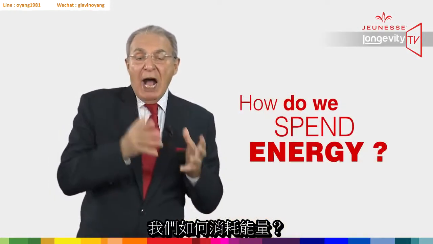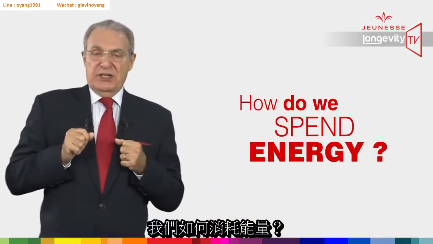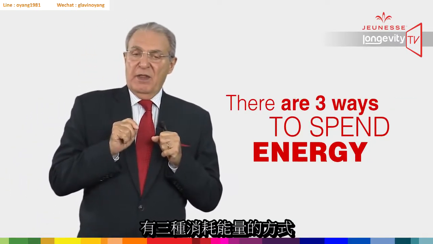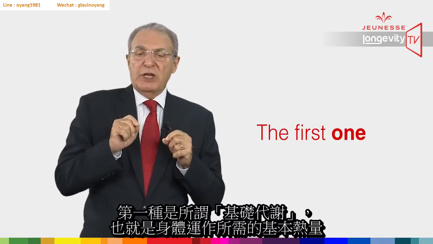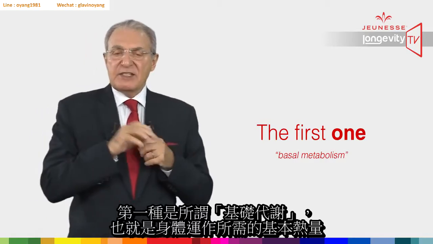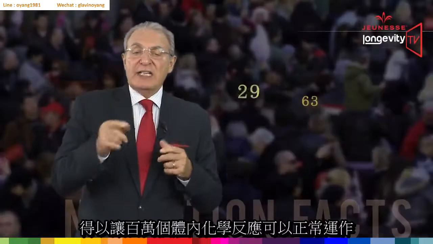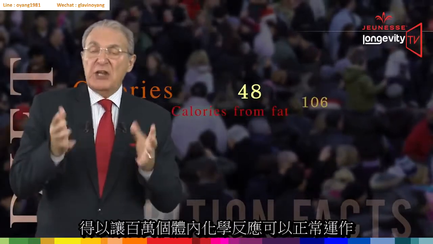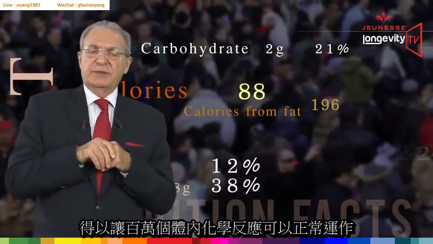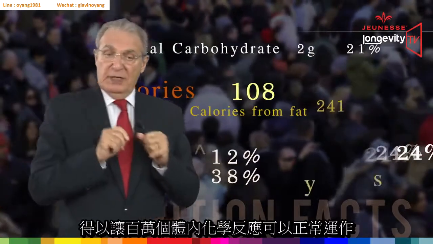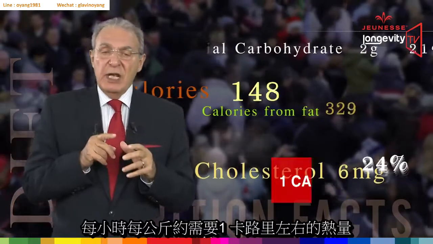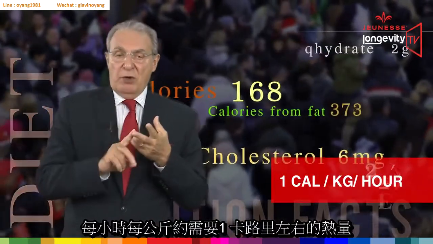Now, how do we spend energy? There are 3 ways to spend energy. The first one is what we call basal metabolism, which is the necessary energy required to get our body working and all our millions of chemical reactions working and working properly. This requires approximately 1 calorie per kilo and per hour.